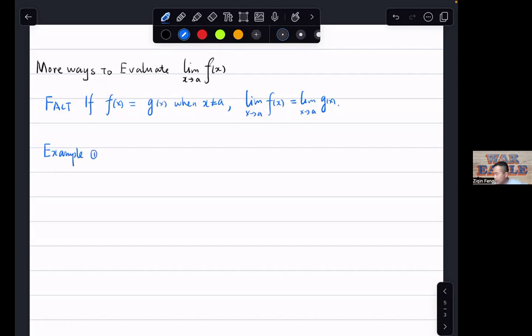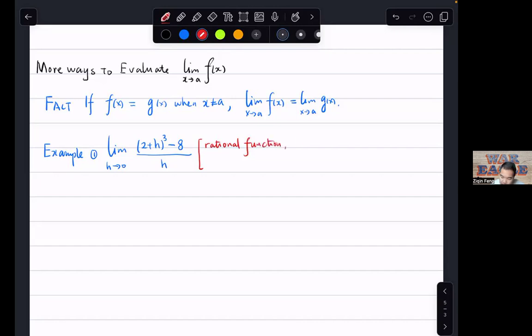The first one: as h goes to 0, h is our independent variable, of (2 plus h) to the power 3 minus 8, over h. Let's give a short discussion here. This is a rational function because both numerator and denominator are polynomials, a very typical rational function.